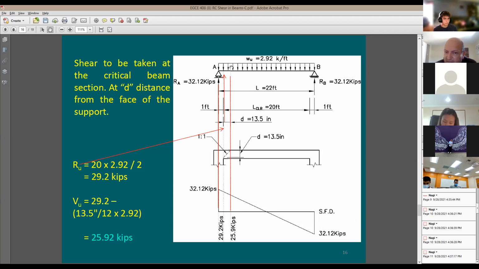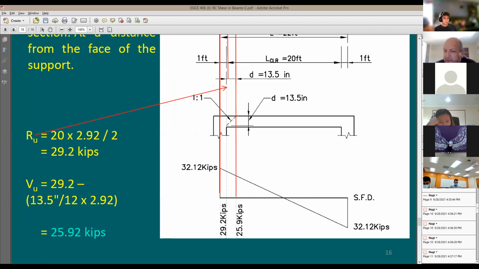So the shear demand at the critical section of shear is going to be equal to this 29.2, which means the shear at this section, subtracting this distance, 13.5 divided by 12, put it in feet, multiplied by the uniform load value. And with that, I have 25.92 kips. And this is going to be my shear demand. So I'm going to put a box around this. With that, I'm done with my shear demand.